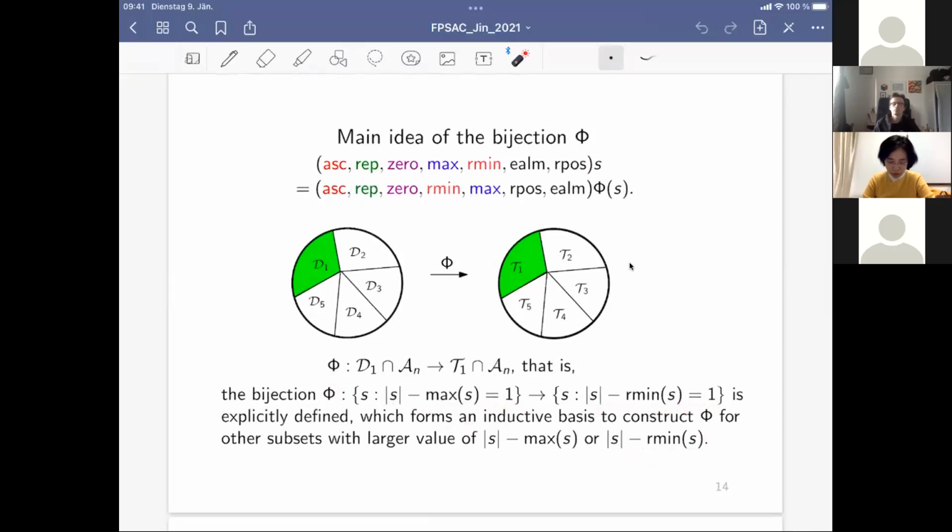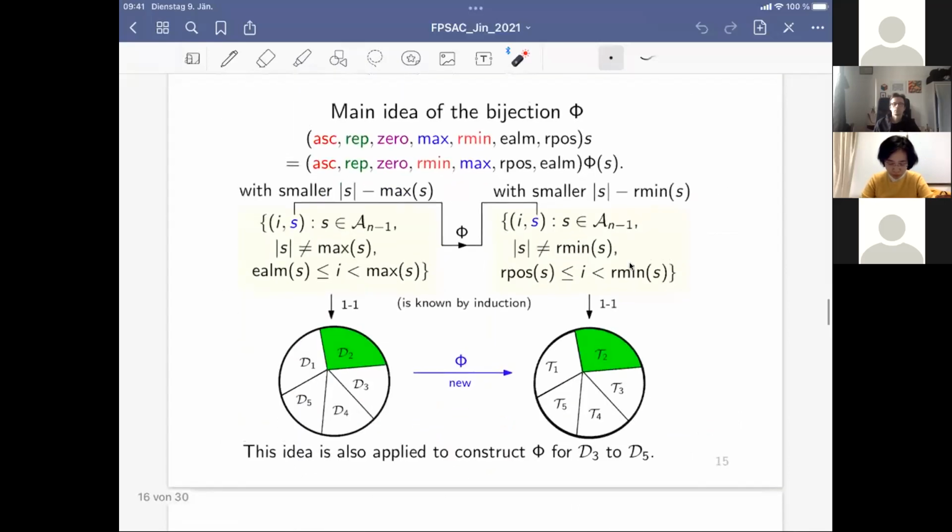So for instance, I take the sets D2 and T2 as an example. It goes like the following. We define two transformations. The first one transforms pairs (I, S), where I is in between of EM and maximal, and S is an ascent sequence, to the set D2. And the second one transforms the pairs (I, S), but I is now between R pose and R-min, and S is again just an ascent sequence, to the set T2.